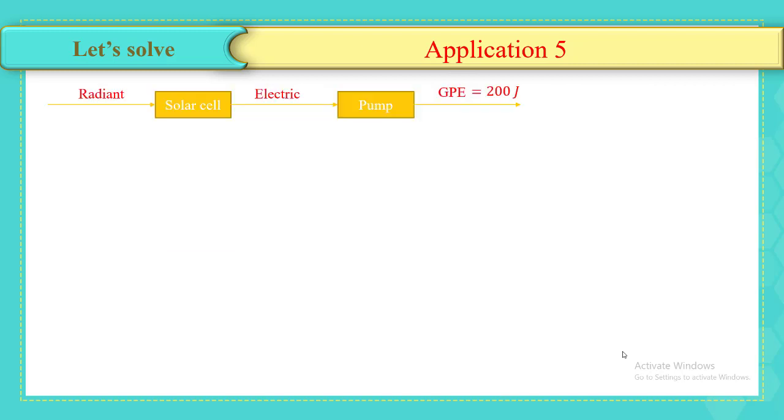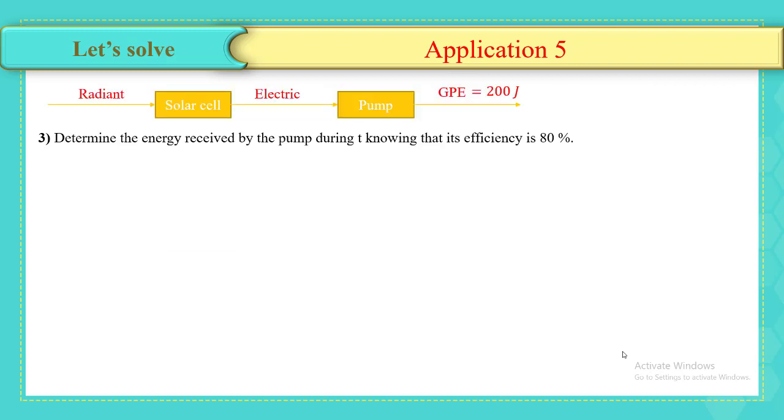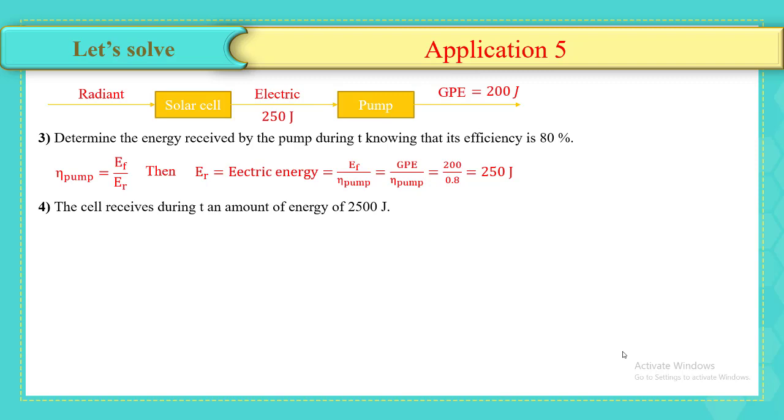In question 3, we have to determine the energy received by the pump during the time t, knowing that the efficiency of the pump is 80%. We apply the rule of efficiency. The efficiency is equal to the ratio of the energy furnished over the energy received. Then the energy received is equal to the energy furnished over the efficiency. We make the substitution and we get 250 joule.